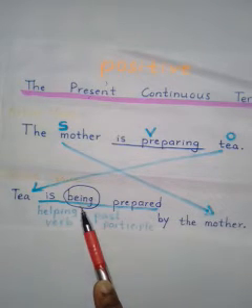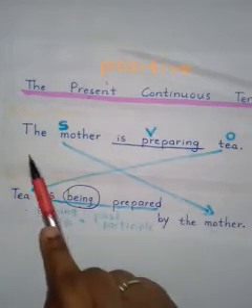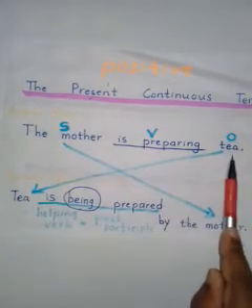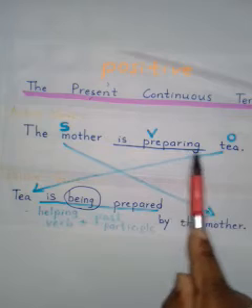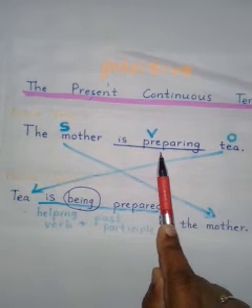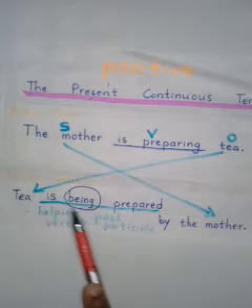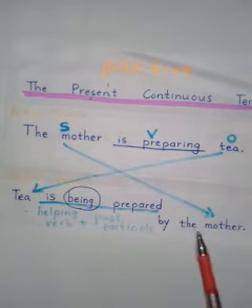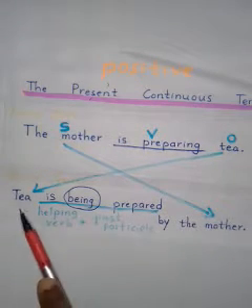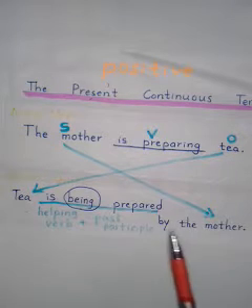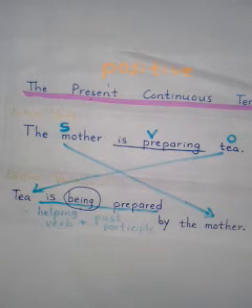Now look at the meanings. Active voice, the mother is preparing tea. අම්මා තේ සාදමින් පිළියෙල කරමින් ඉන්නවා. The passive voice, tea is being prepared by the mother. තේ අම්මා විසින් සෑදෙමින් තියෙනවා.